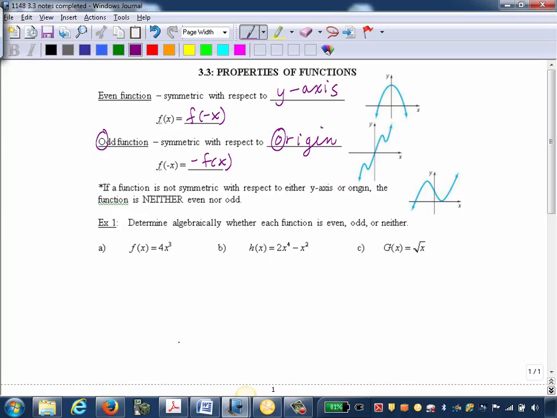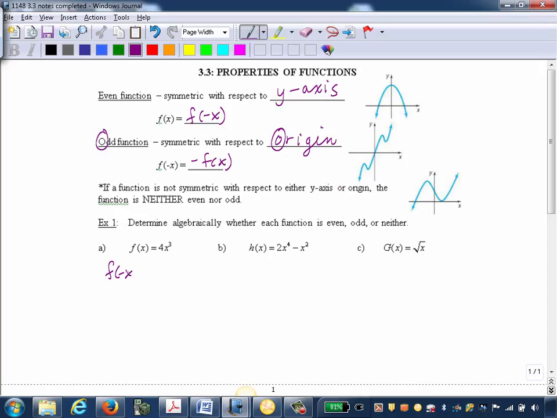Example 1. Determine algebraically whether each function is even, odd, or neither. Part A. We're given the function f of x equals 4x cubed. From above, we know that if a function is even, then f of x will equal f of negative x. So for part A, I'm going to find f of negative x.